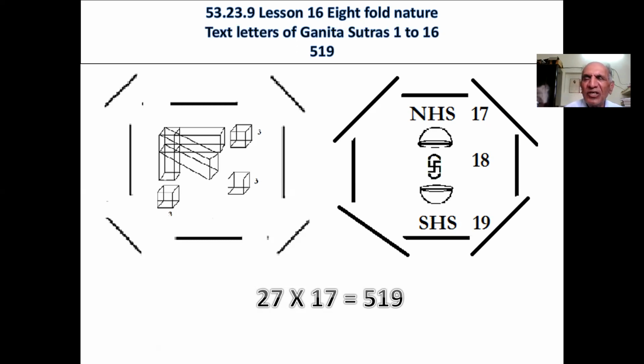And further, the transcendental domain itself will split into northern hemisphere and southern hemisphere for its outer fold, while its inner fold is to remain intact. And this split of the outer fold for the northern hemisphere as of value 17, which, 27 multiplied by 17, will make the value 519, which is parallel with the total text letters of Ganita Sutras 1 to 16.